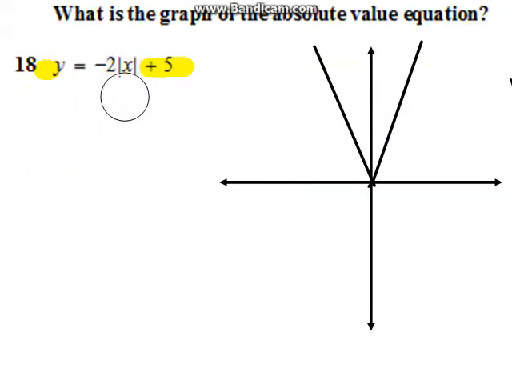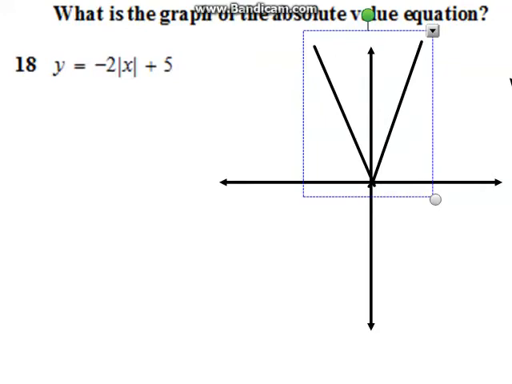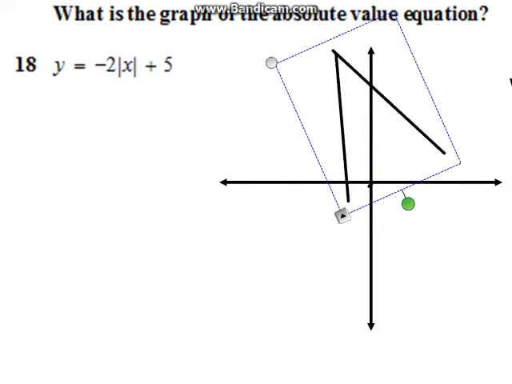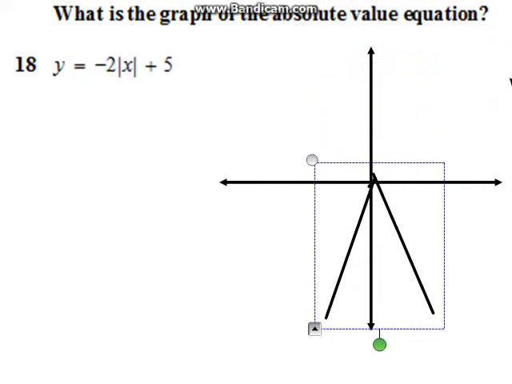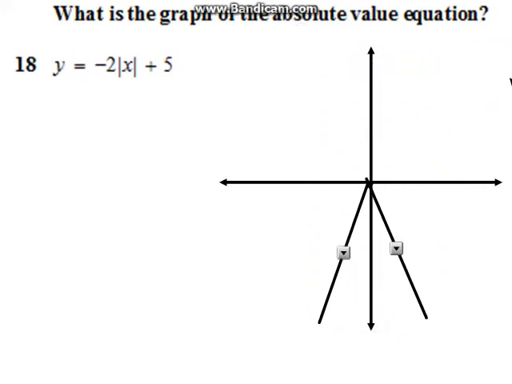Now let's talk about, what did that negative sign do? The negative sign flipped it over the x-axis. So let me group this together. So we flipped it over the x-axis now. So it's going upside down.